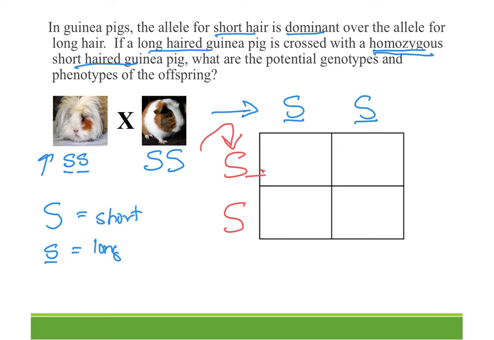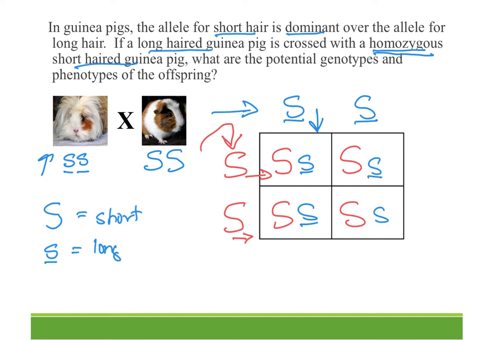So this S will be going across and filling in both of those squares on your row. The capital S in the bottom will also be going and filling in. And then we do the same thing with the letter from the column. So we're going to go down with our long-haired allele in both columns. And so what is left is our genotype of our offspring, and it's all exactly the same.